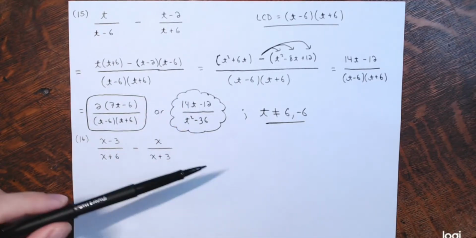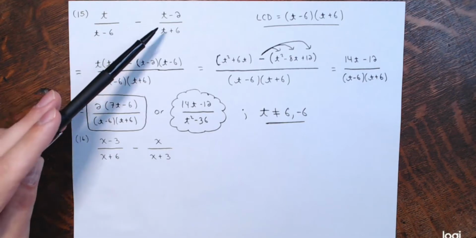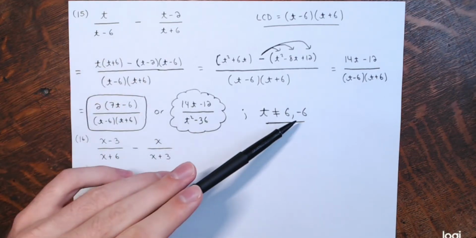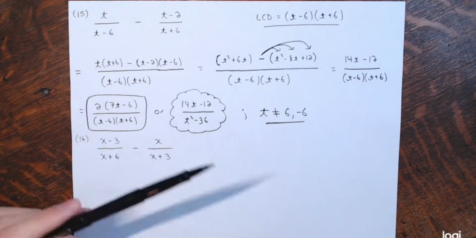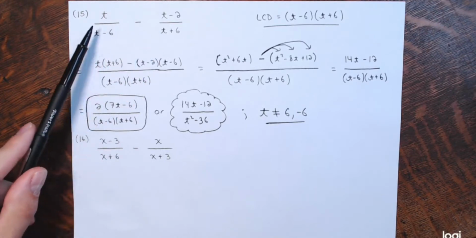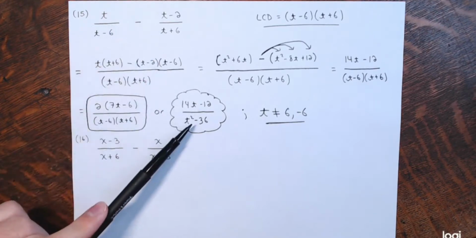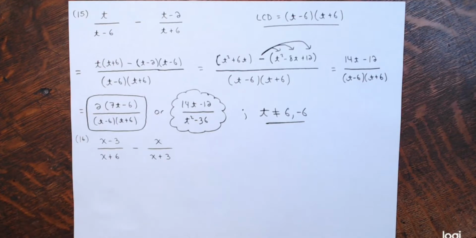So again, check it out. Replace t with any number you want, as long as it's not 6 or negative 6, and see if this expression in the beginning has the same value as the expression at the end, and it should.